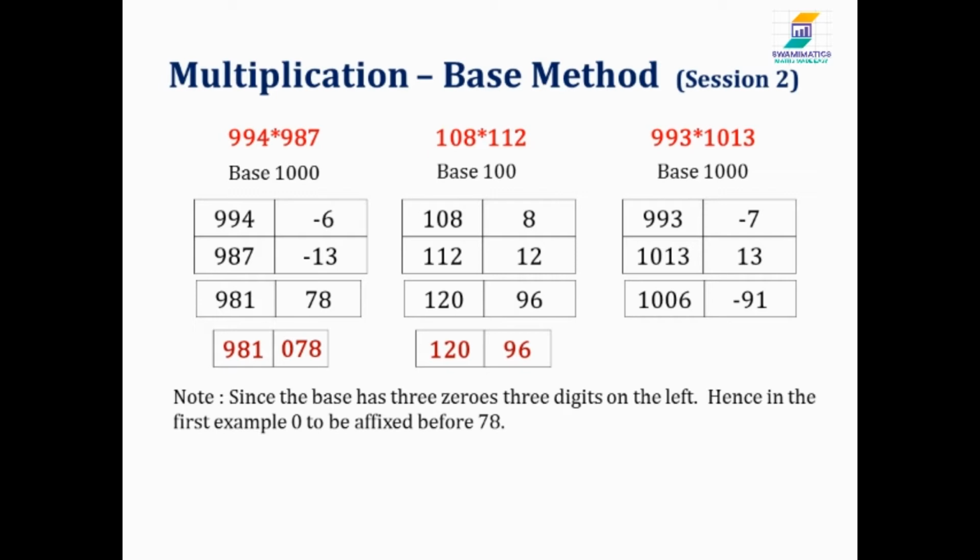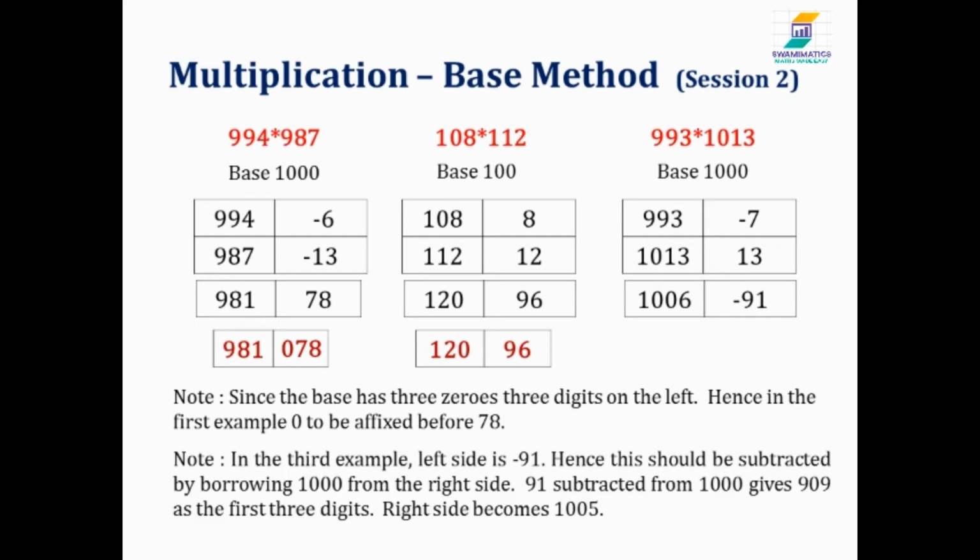And also, as we have seen, this needs to be subtracted by borrowing 1000. So from 1006, you borrow 1000. So your answer becomes 1005, because 1006 minus 1. Since I have borrowed 1000, 1000 minus 91 gives me 909. Hope this method is clear.